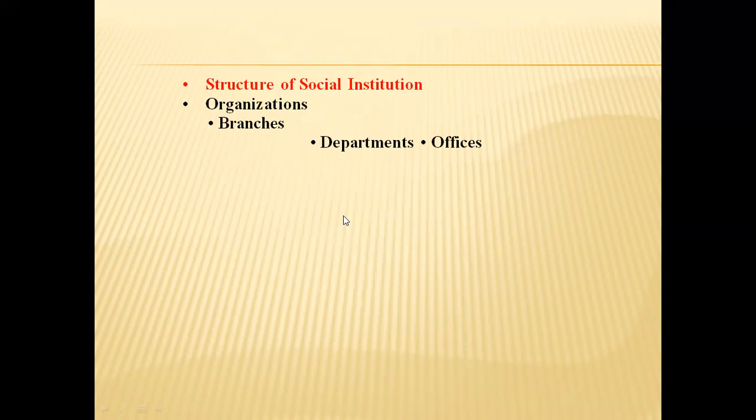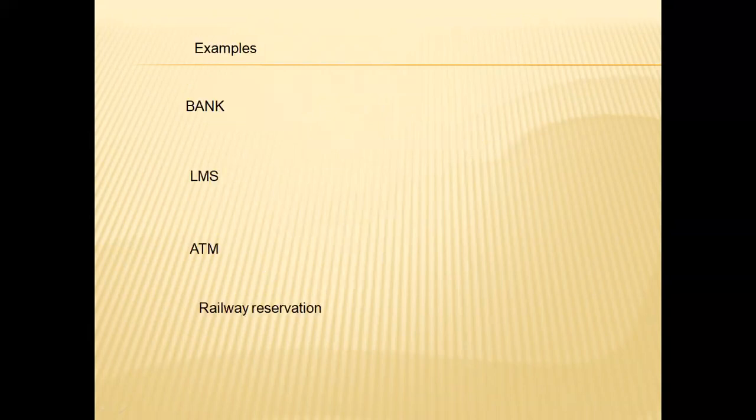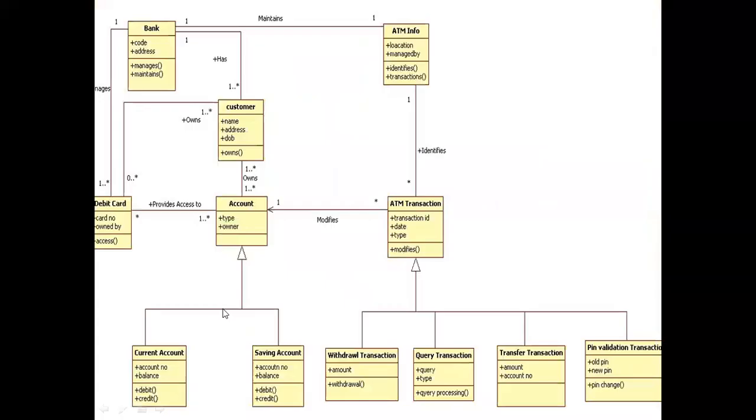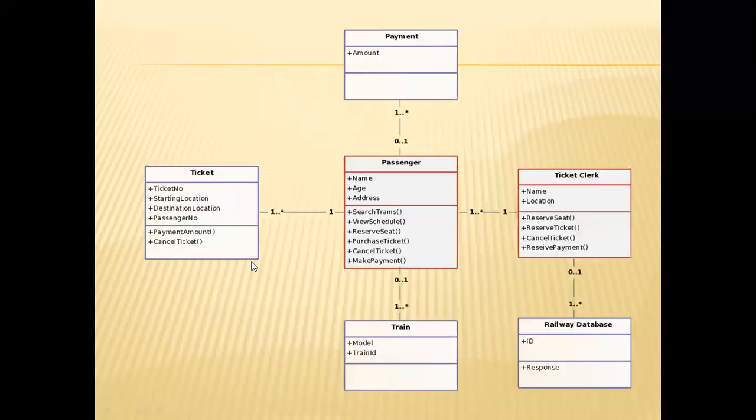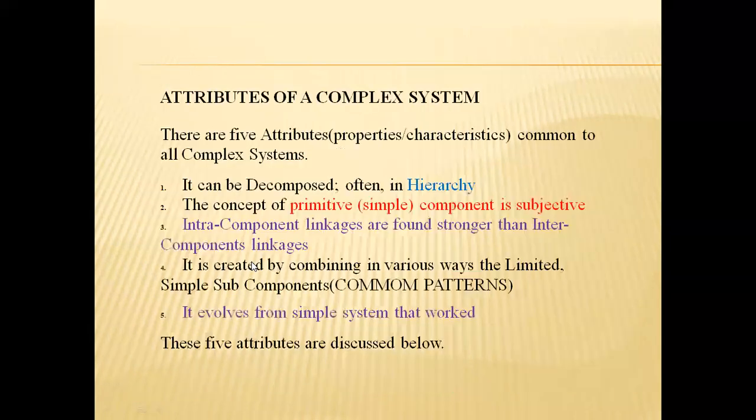So there are different types of systems. Suppose banking, ATM, railway reservation are types of systems. Any complex system has attributes. There are five attributes of a complex system. These are the properties, or characteristics, of a complex system.